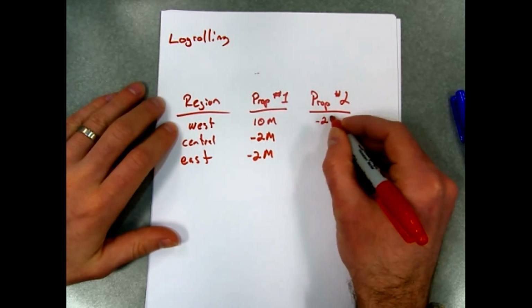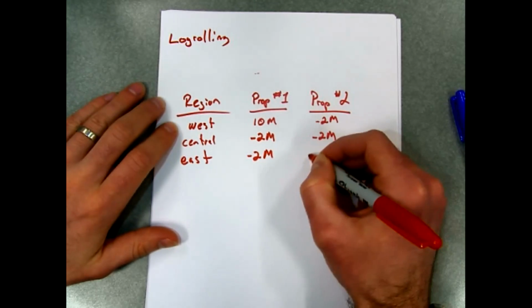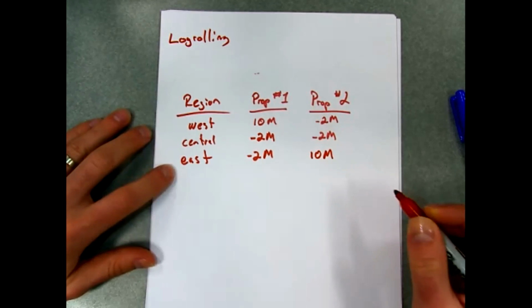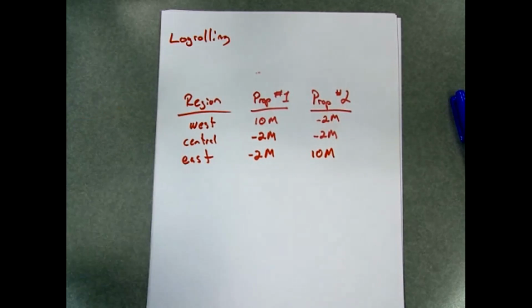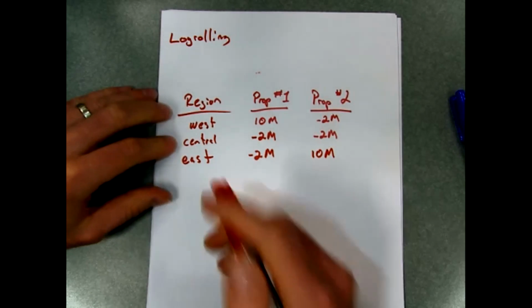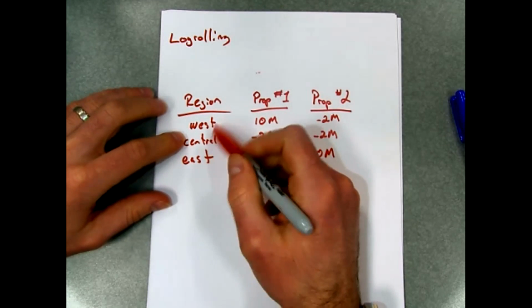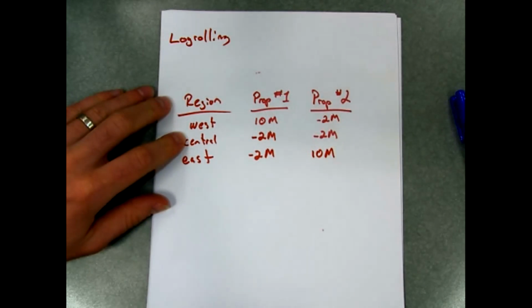Proposition 2 is the exact same thing, but the East is proposing to put a stadium there. Yeah. What state is this? What state? Yeah. So just think of this as a city, and we're just breaking this down. We're simplifying. An example of a city.